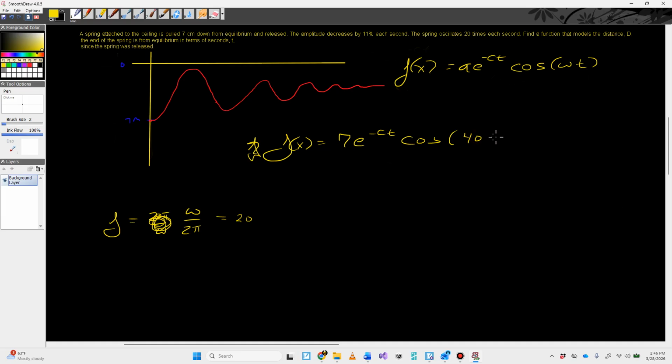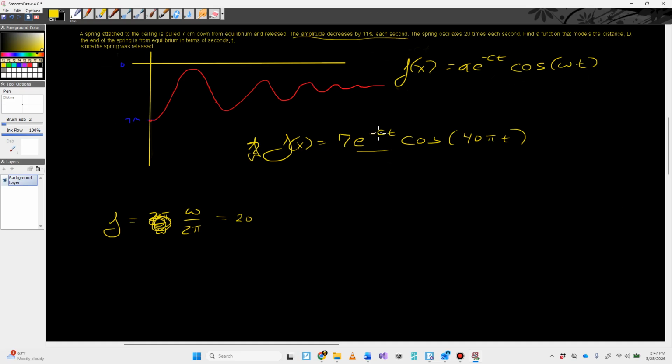So this is cosine 40πt. All I need is this. And I have that information. The amplitude decreases by 11% each second. Well, interestingly enough, there's a couple of things that we need to understand. Number one, this is a Euler function, and it can be easily written if I knew a dampening factor. But I'm not told a dampening factor. I'm just told that the amplitude decreases by 11% each second. That's not a dampening factor. That's just the amplitude decreasing.